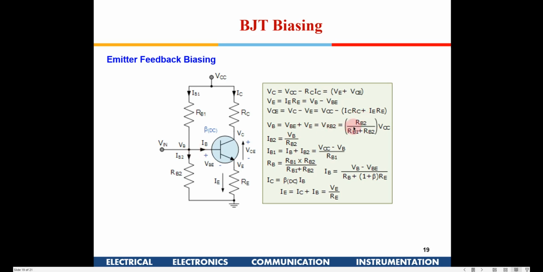So that is RB2 divided by RB1 plus RB2, into VCC. This is the potential divider rule which we have applied on the right hand side. On the left hand side we have written VBE plus IERE. So you can compute the values with these equations. You can compute the value of the base current also out here, right? If you do a certain simplification and substitution, you get the base current value as VB minus VBE divided by RB plus 1 plus beta times RE.